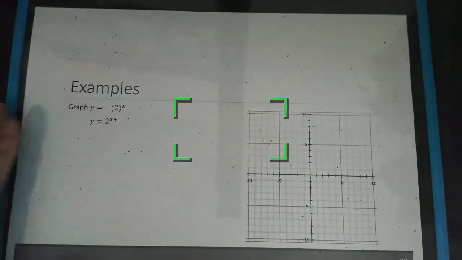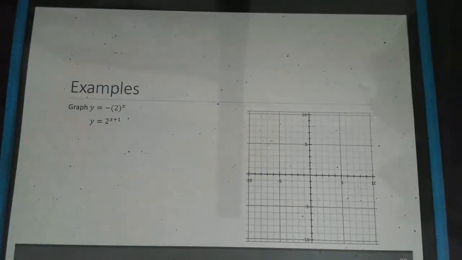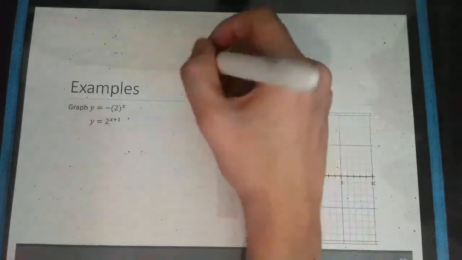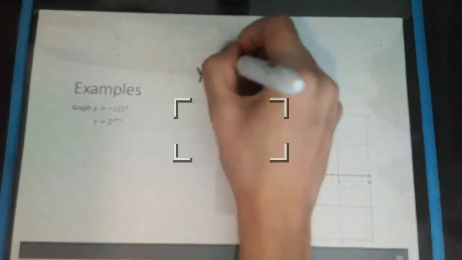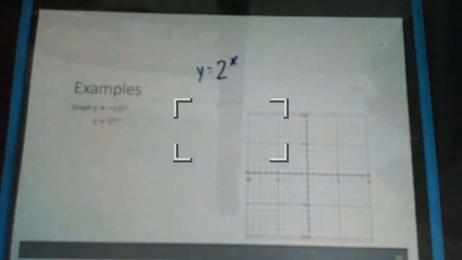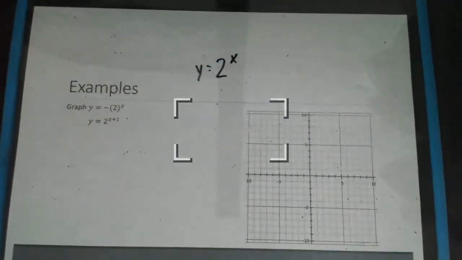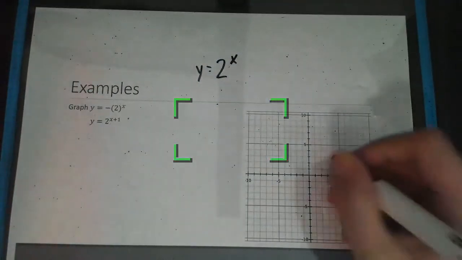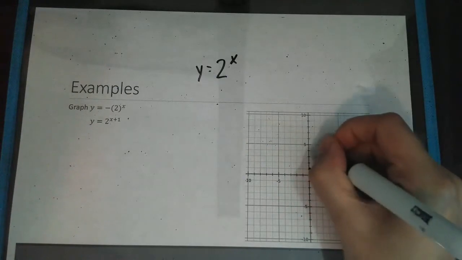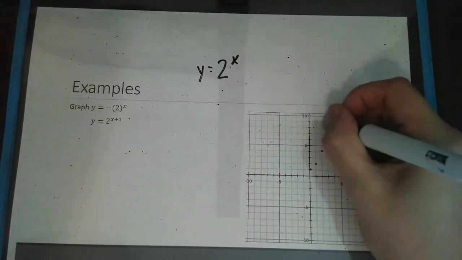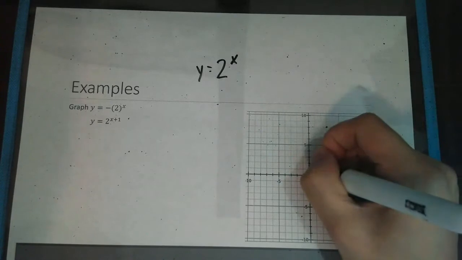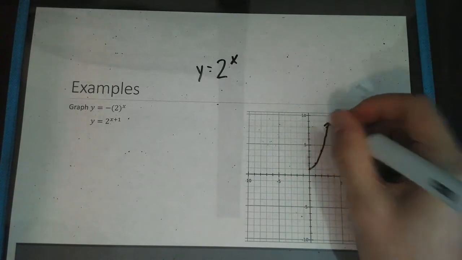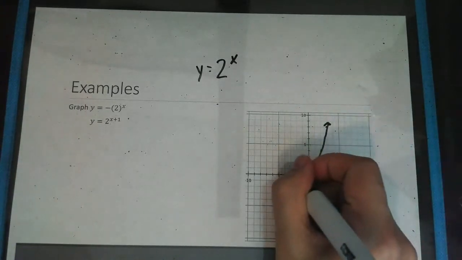We're going to graph y equals negative 2 raised to the x power and y equals 2 raised to the x plus 1 power. I'm going to start with the basic function for these, the parent function, y equals 2 to the x, and then we'll figure out what these transformations do. We already graphed y equals 2 to the x today. 4, 8. It looks something like this, and then it kind of levels off.